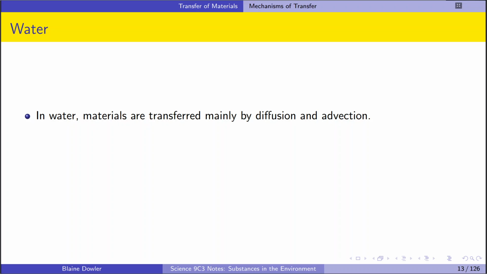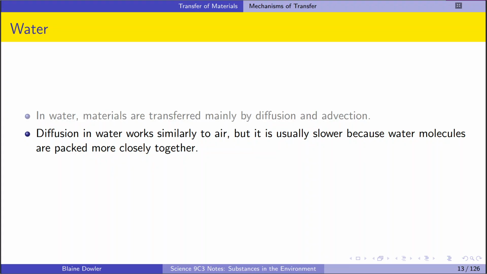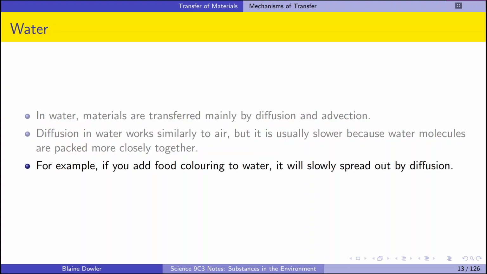Water is another major medium. In water, materials are transferred mainly by diffusion and advection. Diffusion in water works similarly to air, but it is usually slower because water molecules are packed more closely together. For example, if you add food coloring to water, it will still slowly spread out by diffusion.